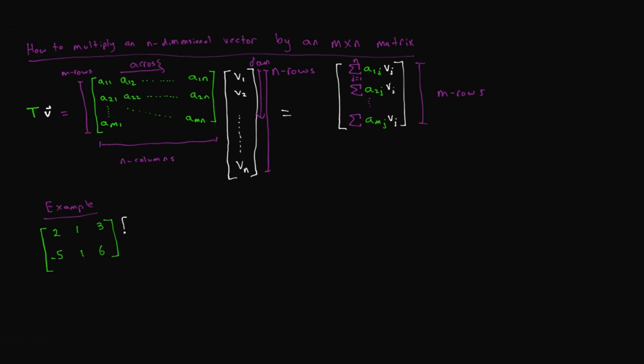Here's an example of multiplication with a non-square matrix, and we just go across the matrix and down the vector like before.